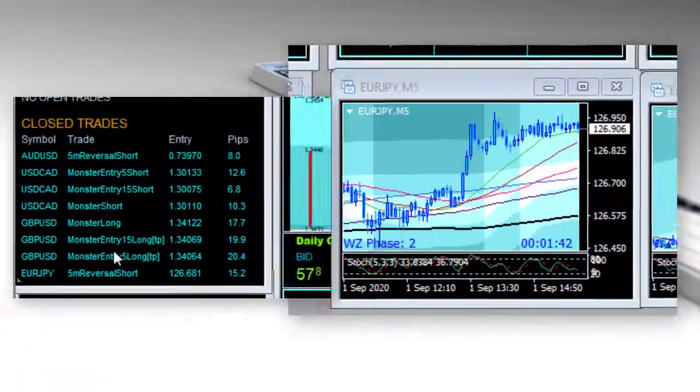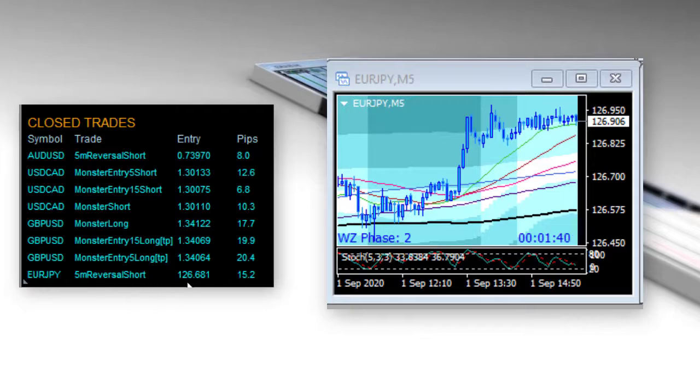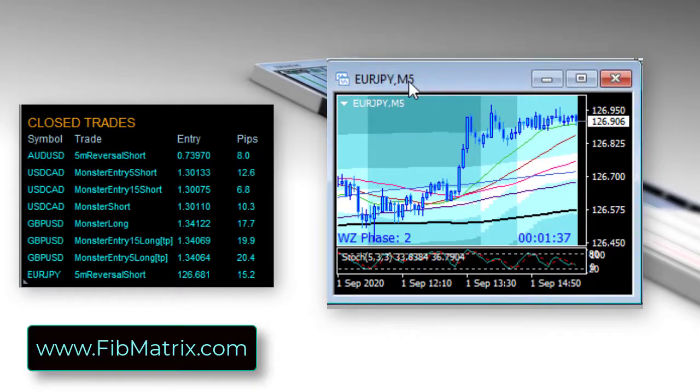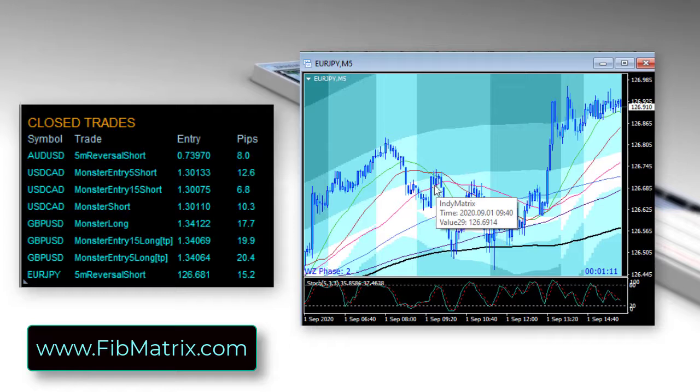Now, let's start with the euro yen. It had a 5-minute reversal. So here's a 5-minute chart. Okay, but that is a reversal. We had the collapsing white zone and the cross. All right, and then boom. Okay, so here's the first reversal.